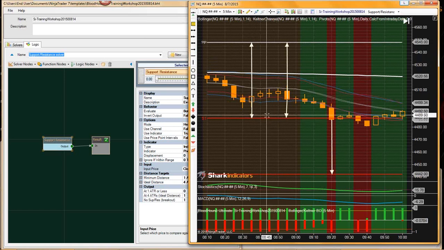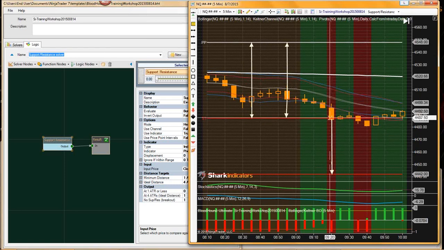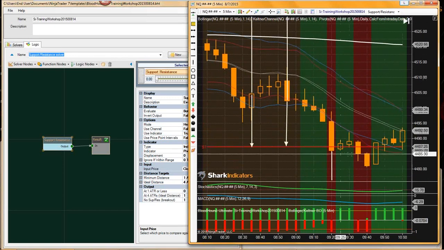So the support resistance solver is always looking at where price is and then using the nearest support line or resistance line. I think price is just a little too close to S1 to be able to draw an arrow in there, but literally the solver is going to take the closing price and compare it to S1, which looks like it's 3 ticks above it.